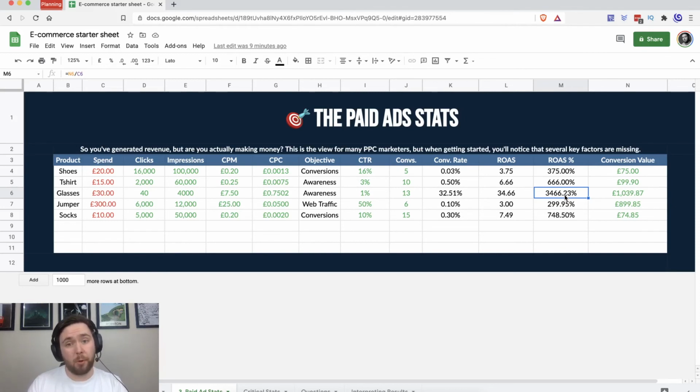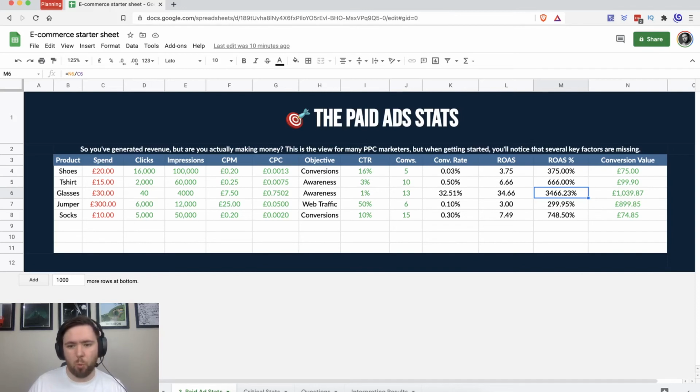That sounds incredible. If you told me that you could spend £1 and you'll get 36 back, I'd be like, yeah, that sounds amazing. That sounds brilliant. Oh, sorry, £34.66. That sounds brilliant. Sign me up. I need some of that juice. That is good stuff. But that has no bearing on your costs.